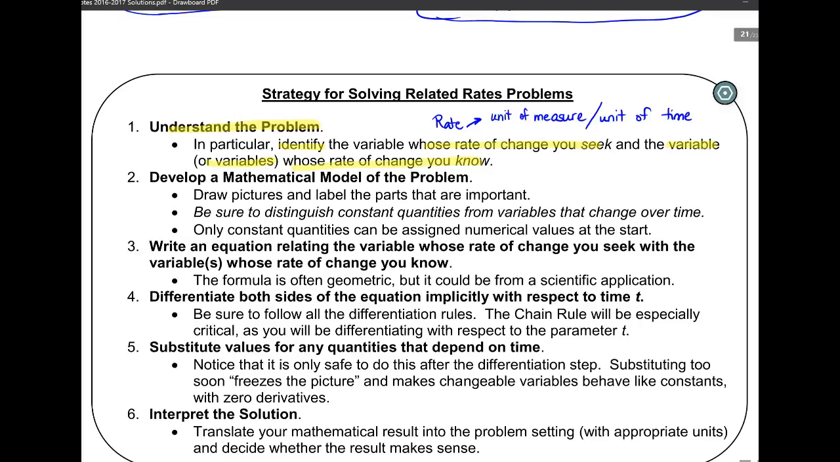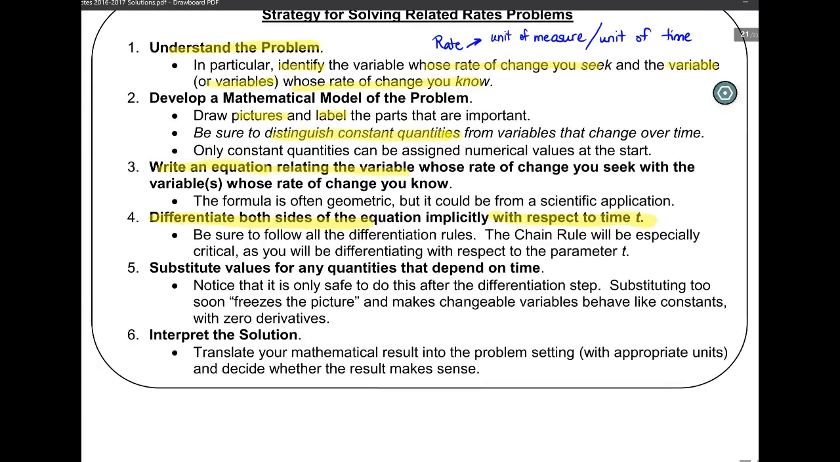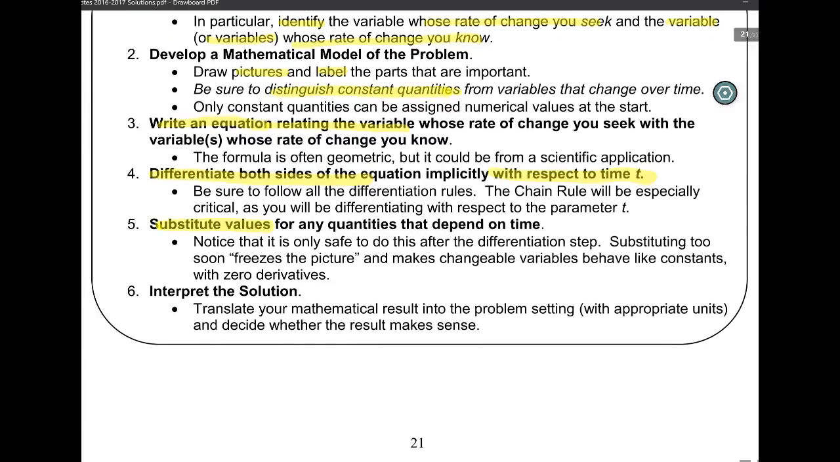Next is where we want to develop a mathematical model of the problem. Sometimes it helps to draw pictures, label the parts, okay? One of the things we want to be able to distinguish is constant quantities. So in other words, things that are not changing. Next, we're going to write an equation relating the variables, the ones that we know, the ones that we're looking for. And then step 4, we're going to differentiate both sides with respect to time. And then we're going to substitute our values for any of the quantities that we know. And finally, interpret the solution.